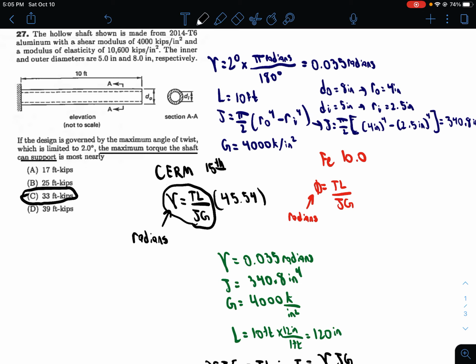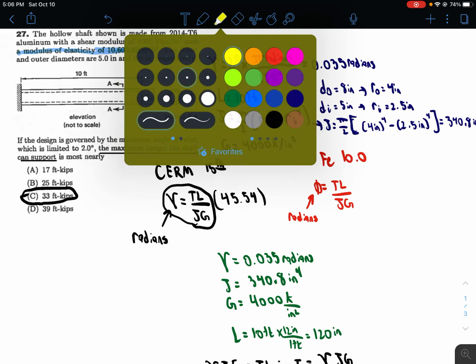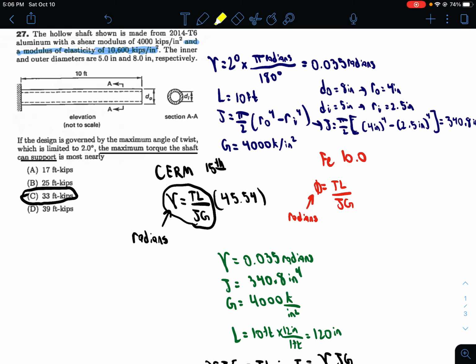They gave us more information than we needed, because they gave us this modulus of elasticity of 10,600 kips per inch squared. That wasn't even needed anywhere. We didn't have to use that. So you have to be careful and be aware, what are you looking for? Just ensure that you understand truly what you're trying to find, because we had a shear modulus, we have the angle of twist, which is limited to here, and they're asking for the maximum torque.